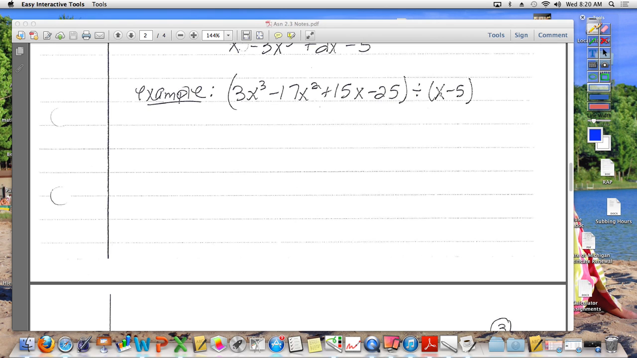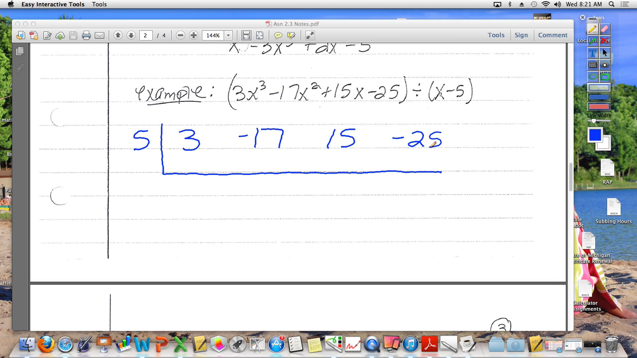All right, x minus 5. So what goes out in front of your big gigantic L? Positive 5. No. Do this. And then we need to write down all the coefficients. So the first number is going to be a 3. And then we have a negative 17. Do I need to put in any zeros in here? Do I need any placeholders? No. Nope. You don't need any placeholders this time. You put down a 15, and then the last number is going to be a negative 25.